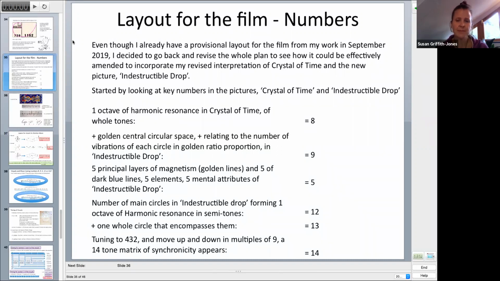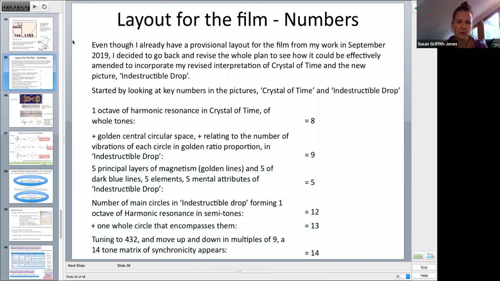5 principal layers of magnetism of the golden lines, 5 of the dark blue lines, the 5 elements, the 5 mental attributes of the Indestructible drop. So we've got the number 5. The number of main circles in the Indestructible drop forming 1 octave of harmonic resonance in semitones is 12, plus 1 whole circle that contains these 12 smaller circles, which is 13.